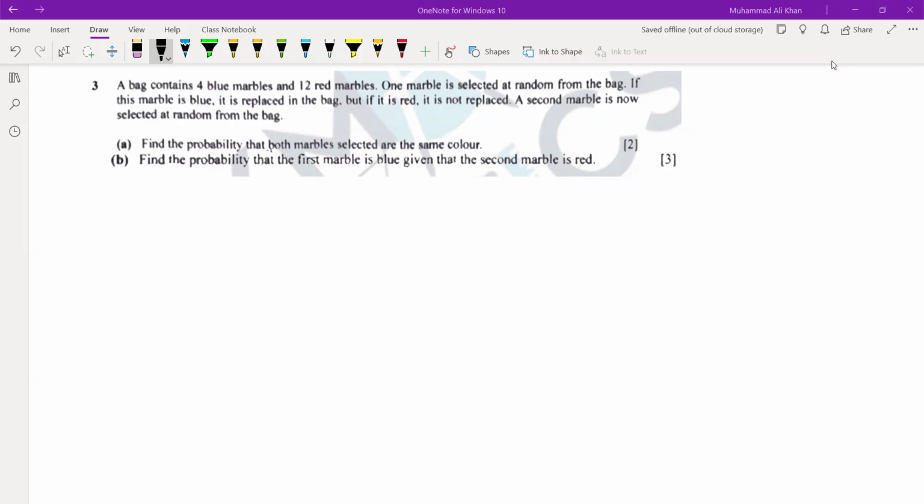Again, I'm making a tree diagram to make the question easier. Now, here it is, let's say blue, and this is, let's say red. There's a bag, there's a box in which 4 blue and 12 red. So now, for the first blue marble, it will be 4 over 16, and the red marble is 12 over 16.